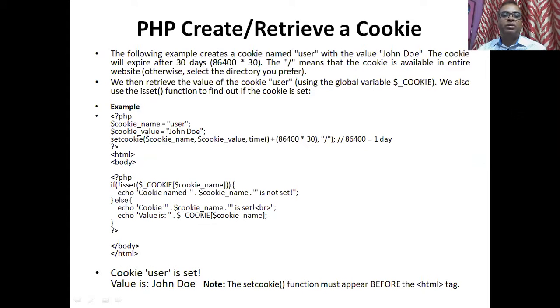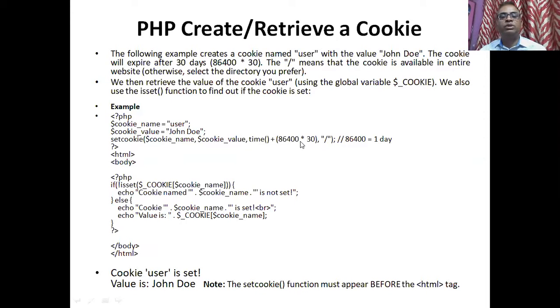We then retrieve the value of the cookie user using the global variable called $_COOKIE. We also use the isset function to find out if the cookie is set or not, right? So if you look at the example, question mark PHP, $cookie_name. We have assigned the name of the cookie as user, and then the value, $cookie_value, is John. Then I'm calling the function setcookie and passing the cookie name, the cookie value, and time. The time I'm using is time plus this.